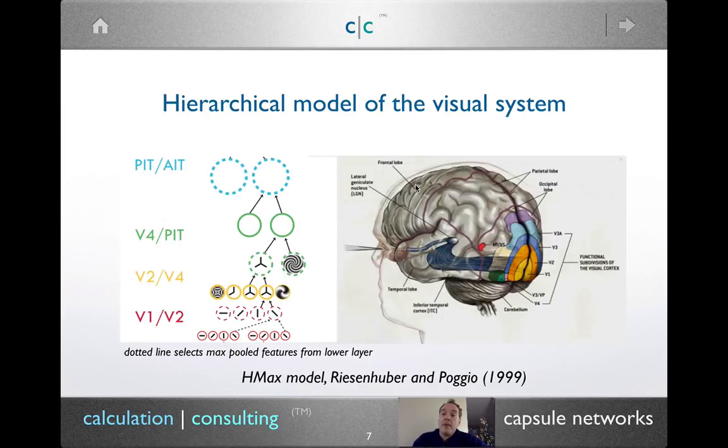Now, what a lot of people may not realize is that convolutional nets are based on a hierarchical model of the visual system. In this case, I took a model I remember from the late 90s called HMAX, by Riesenhuber and Poggio. And in this case, we're going to look at our understanding of how the human mind, really the primate visual system, cats, monkeys, process visual information.